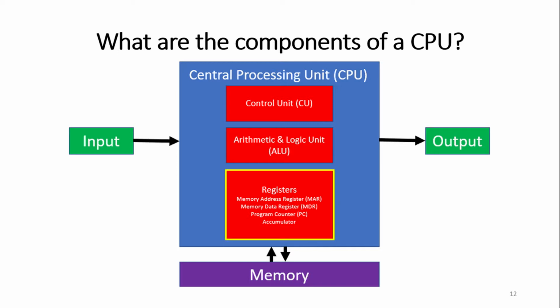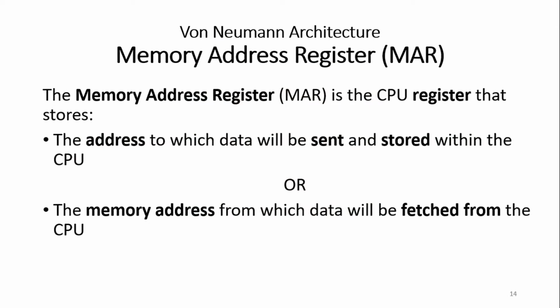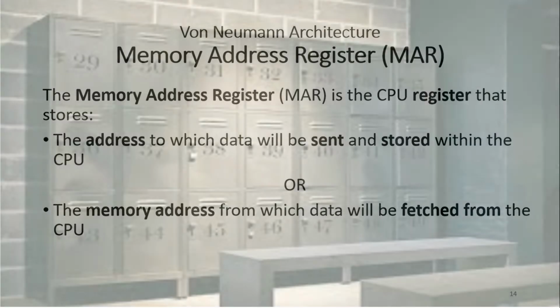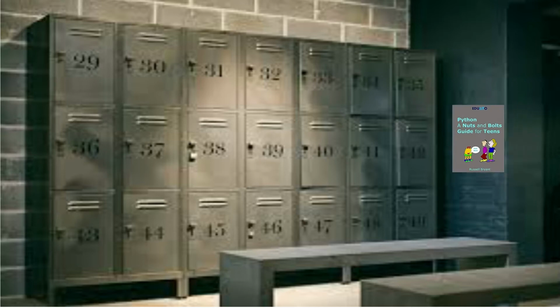The registers are small amounts of very fast memory that are used to store data required by the CPU as it processes instructions. There are a variety of registers, each with a particular function. The Memory Address Register, MAR. This is the register that stores the address to which data will be sent and stored within the CPU, or the memory address from which the data will be fetched from the CPU. Imagine that a textbook is the data, then the address would be the locker it is stored in.